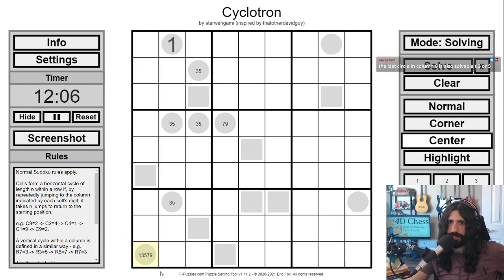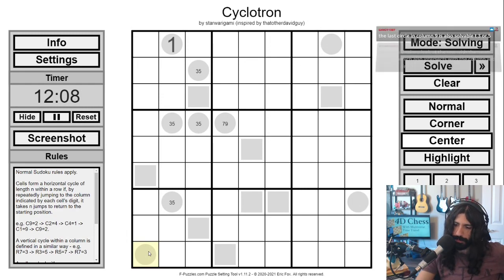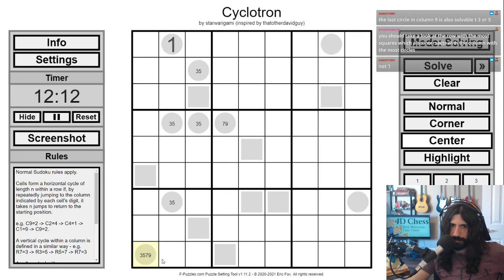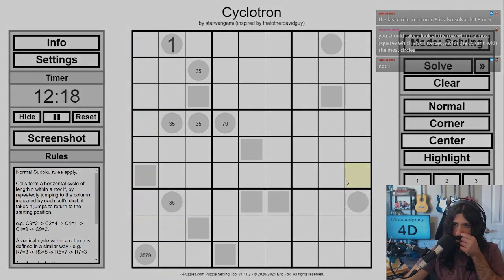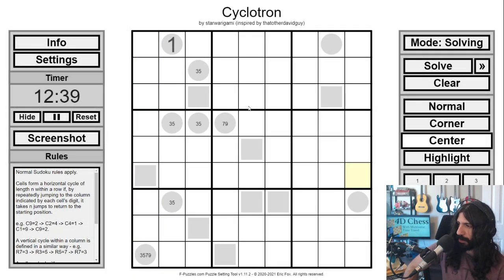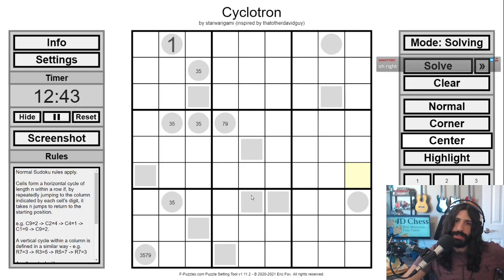No, sorry, this is row based, so it can't be a 1. 3, 5, 7, 9. I forgot how it works. You should take a look at the row with the most squares, which also intersects with the column with the most circles. Well, the row with the most squares is this one with two, a whopping two squares.